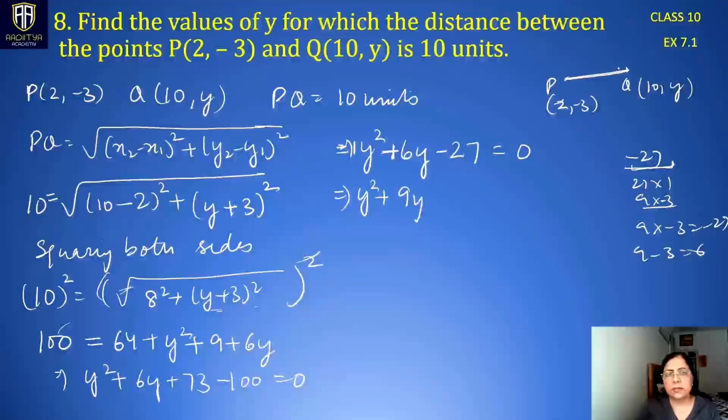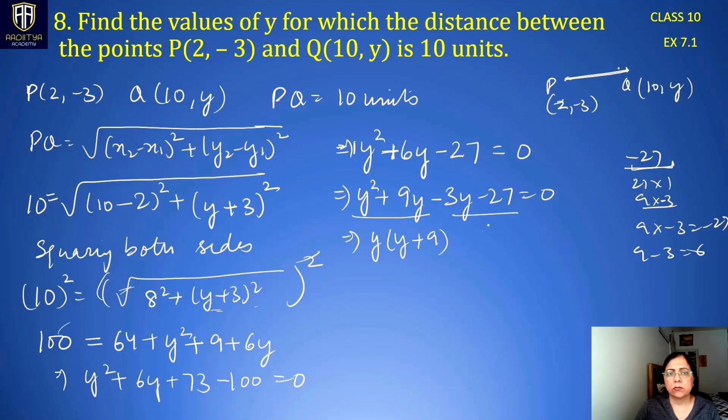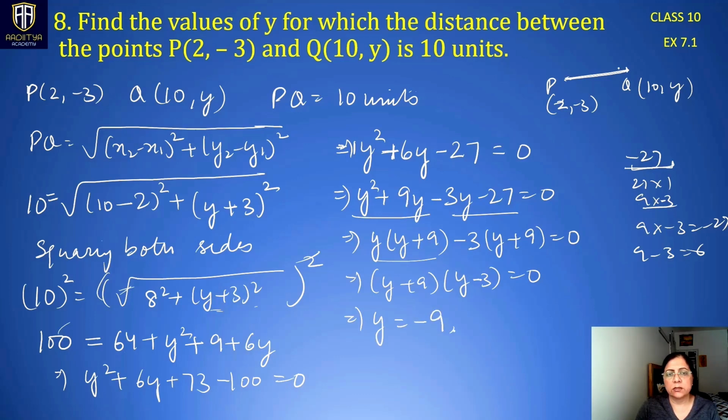So we can write this as 9y minus 3y minus 27, 0. From these two terms, I am taking y common, so we have y plus 9. From these two, we have minus 3 common, so we have y plus 9. Now y plus 9, this whole bracket is common, so we have (y plus 9)(y minus 3) is 0. The values of y comes out to be negative 9 or positive 3. So y is negative 9 or 3, right? We had to find the values of y only.